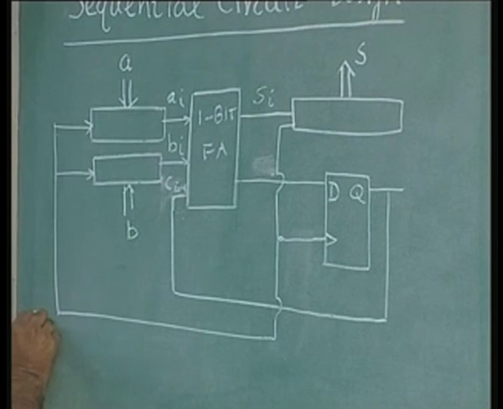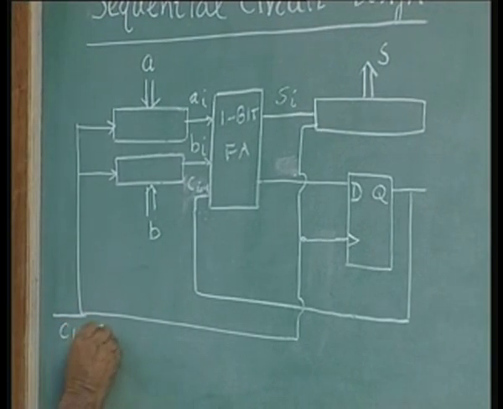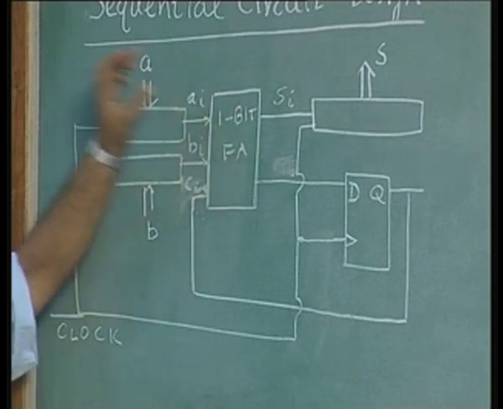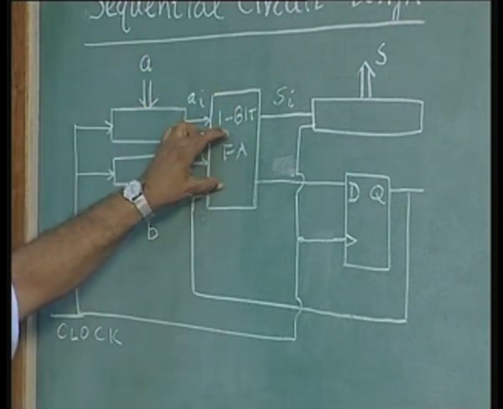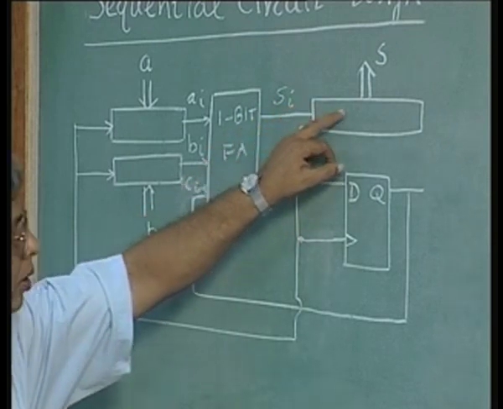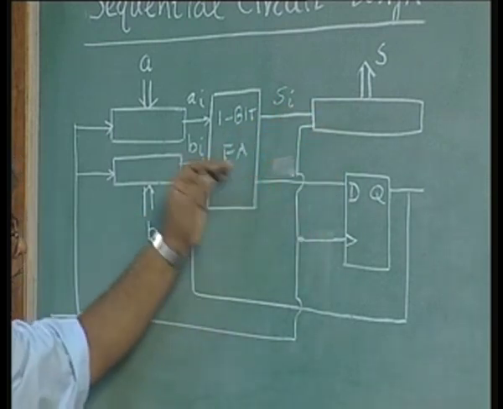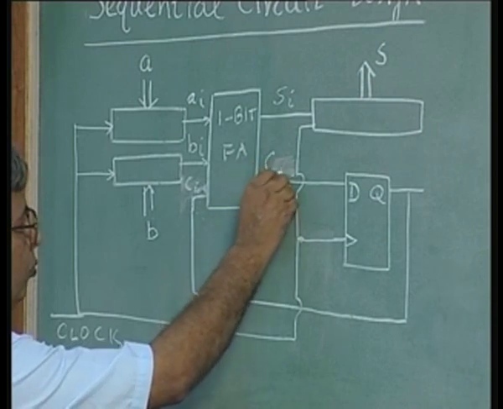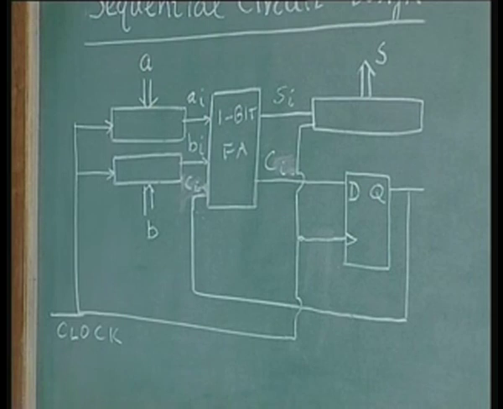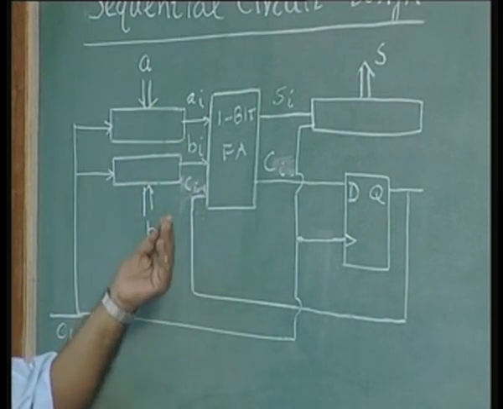So, this is one clock which shifts bit A into the full adder, bit B into the full adder, shifts Si into the sum register, and stores the carry value to be used as the Ci minus 1 for the next bit addition. This is a sequential circuit design, the concept of a sequential circuit.